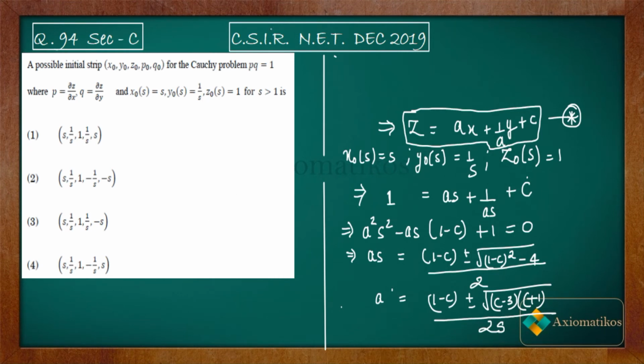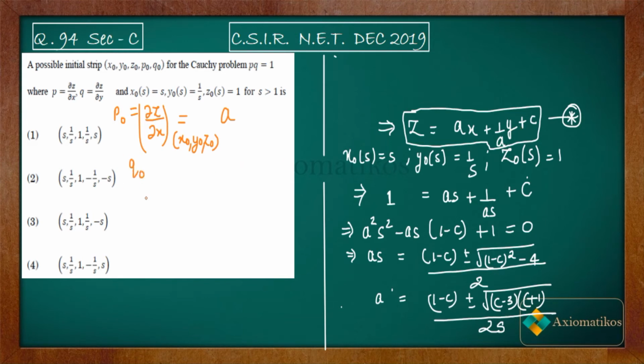That means we have to just find out the value of P naught and Q naught. What will be P naught? P is the partial differentiation of z with respect to x. That means we have to find this at x naught, y naught and z naught. So if you partially differentiate your solution here with respect to x, you will get a only, because y will be 0 and c will be 0, because they both are constant.